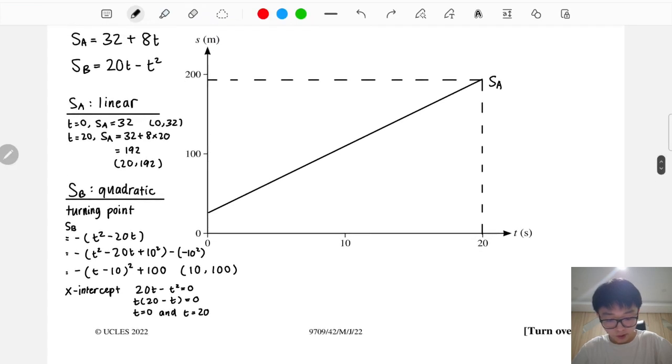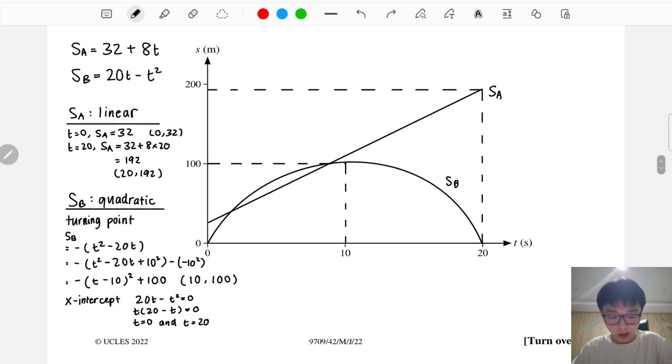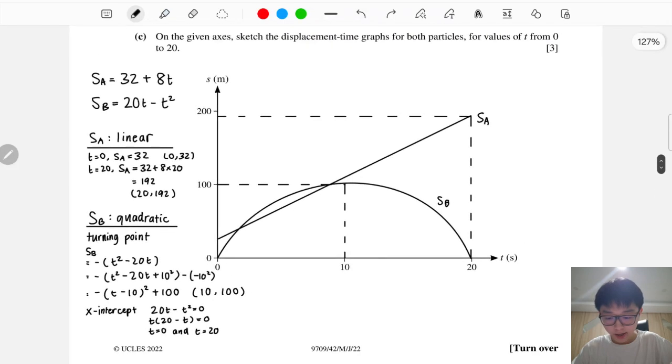So drawing the graph, this is the turning point of the graph, and we draw an upside down U connecting from t equals 0 and t equals 20, passing through the turning point. And we have to mark that as S_B, and there you go. These are the graphs for A and B. And this is our answer for part C.